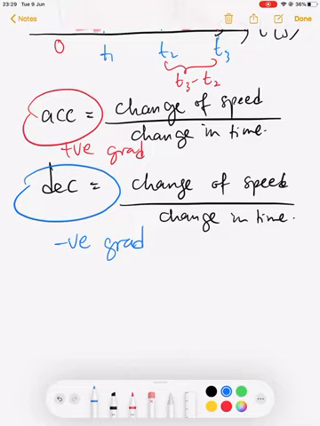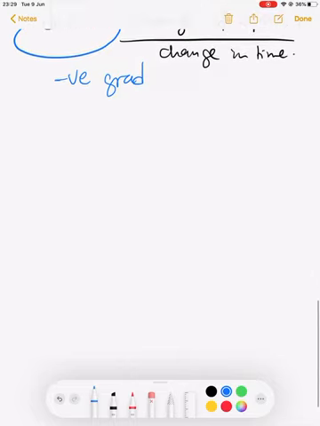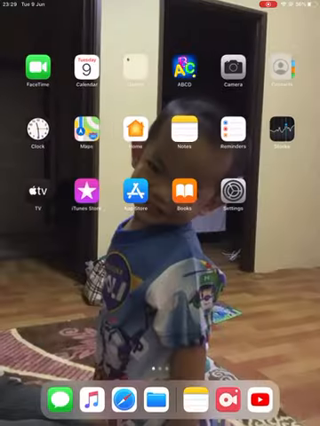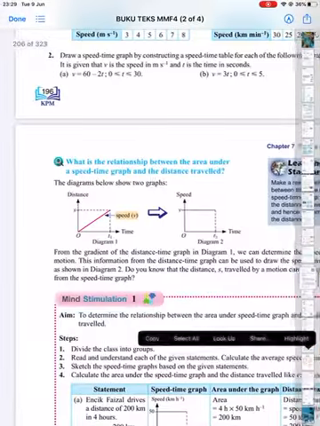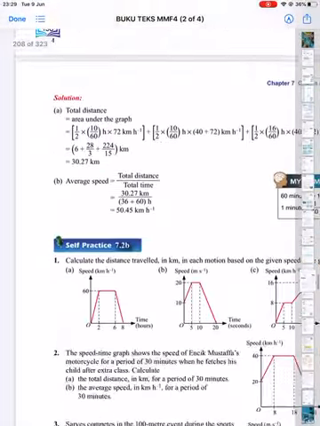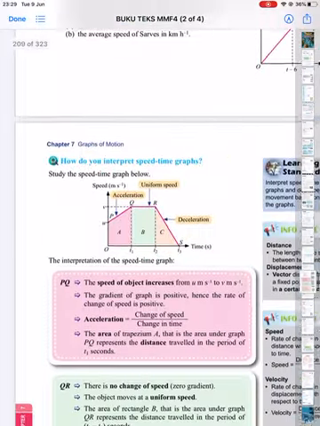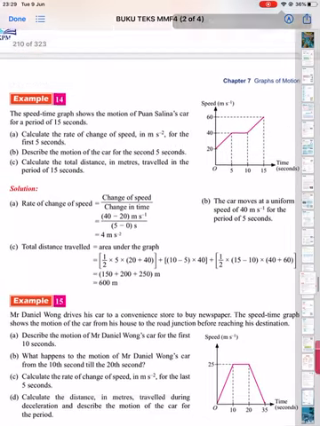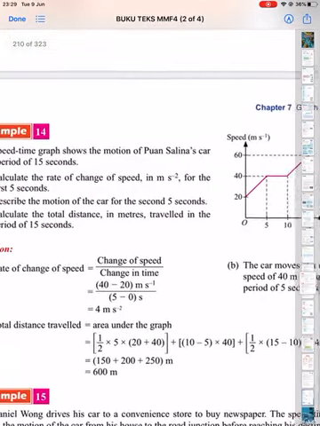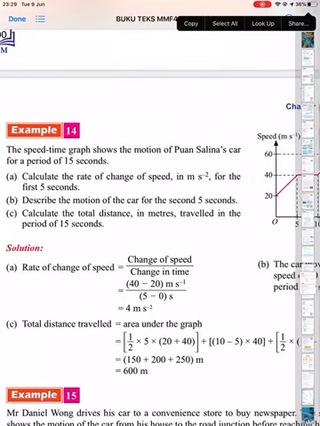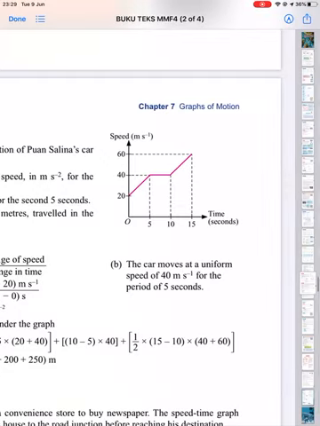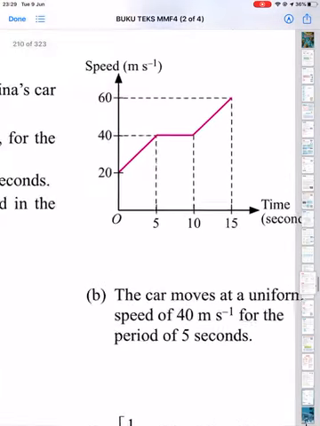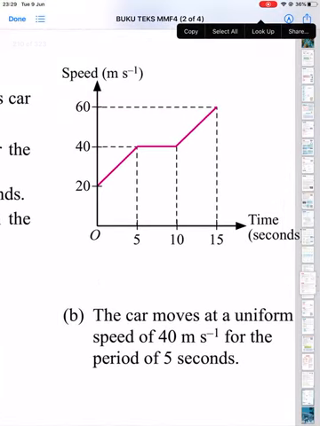Let's try example 14 from the textbook. Example 14, let's look at the textbook. The speed-time graph shows the motion of one Salinas car for a period of 15 seconds. Calculate the rate of change of speed for the first 5 seconds. For the first 5 seconds here, you have to find the gradient.